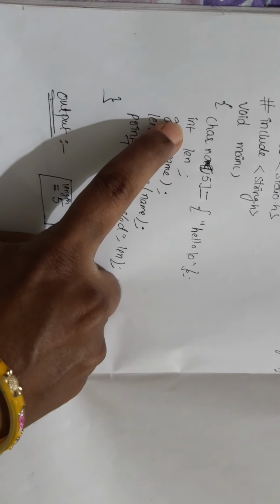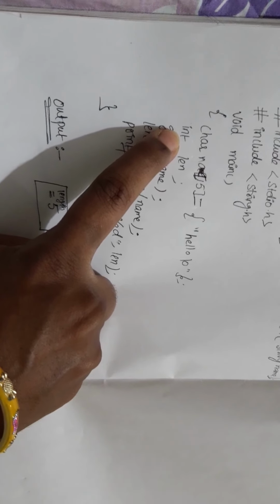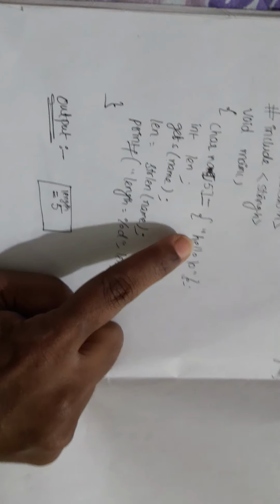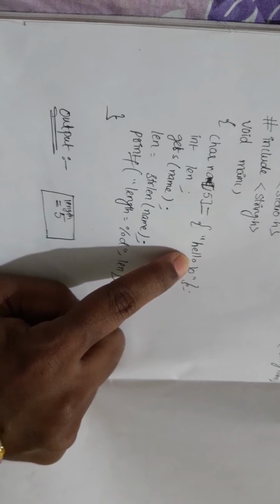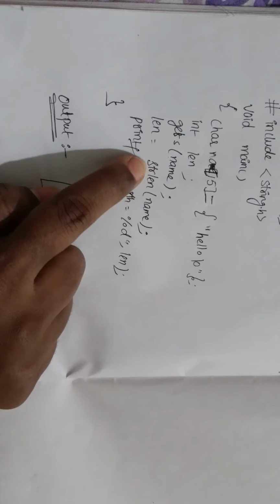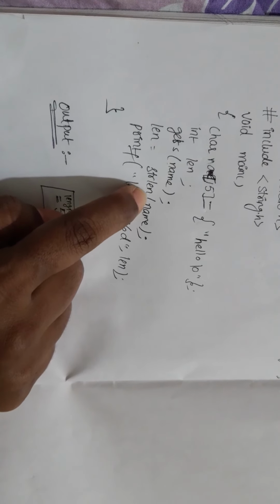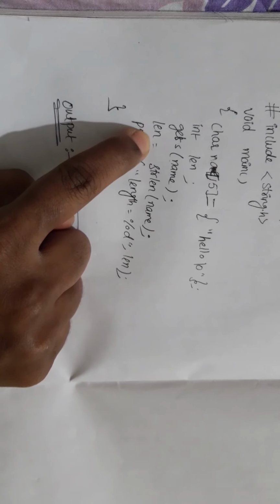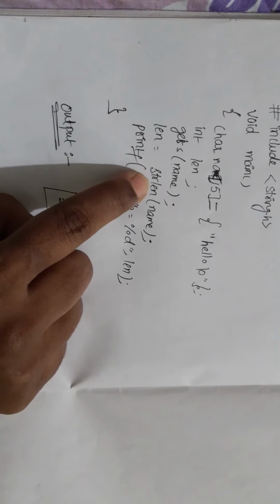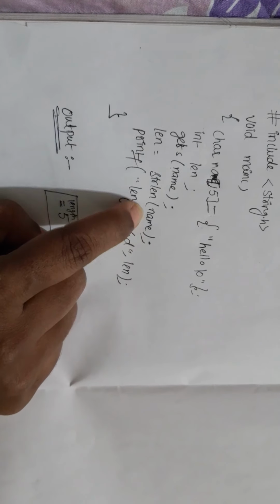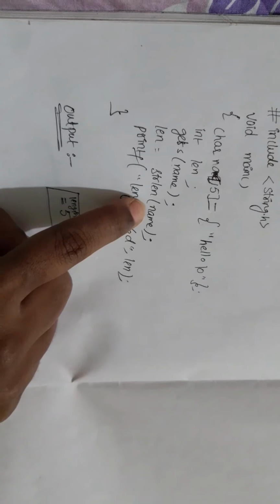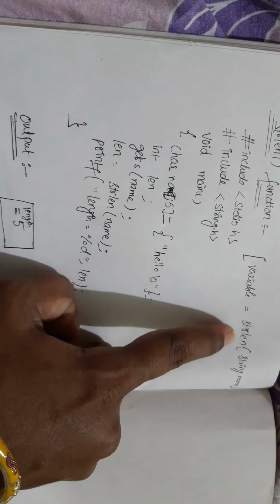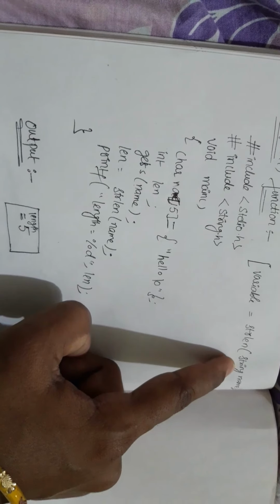That is why we have taken the data type as integer, because it is going to count whatever number of characters are there in the given string. This function is going to return the value to the variable called len. So that is strlen of the given string, that is name, where the string is stored as name. That's what we have seen: variable is equal to strlen of string name.